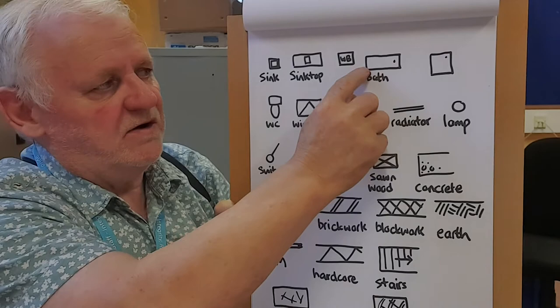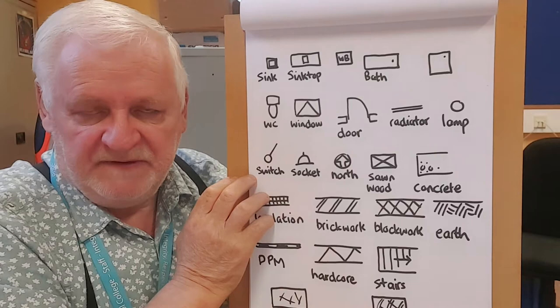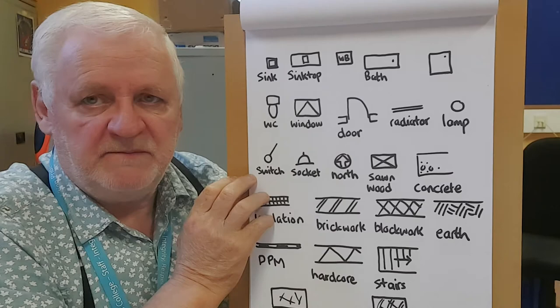We all know what a bath is, don't we? And if you see something like a square box with a little dot at the one corner, that's a shower. So it doesn't need to say on it shower. Everybody recognizes and everybody knows what that means. If you see these two little things side by side, you'll know that that's a WC, it's a toilet.